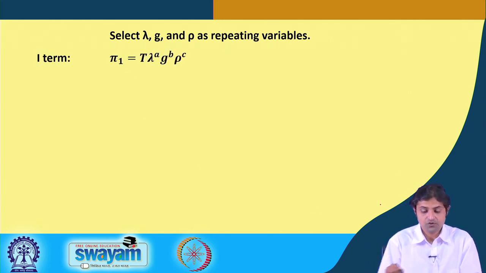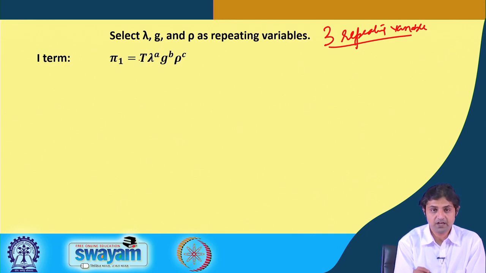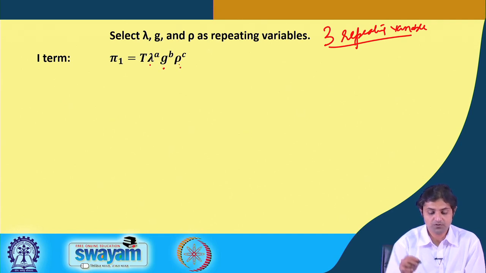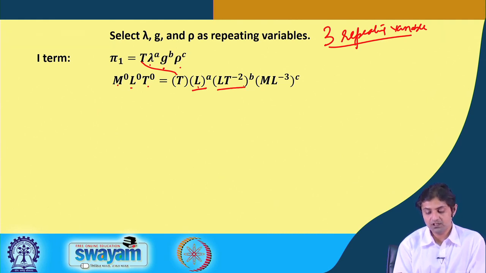Because there are 3 repeating variables, pi 1 will be the first non-repeating variable, t, multiplied by lambda to the power a, g to the power b, rho to the power c. This should be dimensionless, pi 1. So, we write down the dimensions: M to the power 0, L to the power 0, T to the power 0. t is T, lambda has a dimension of L, so L to the power a, g has dimension of L T to the minus 2, so it is (L T to the minus 2) to the power b, and rho is M L to the minus 3, so (M L to the minus 3) to the power c.